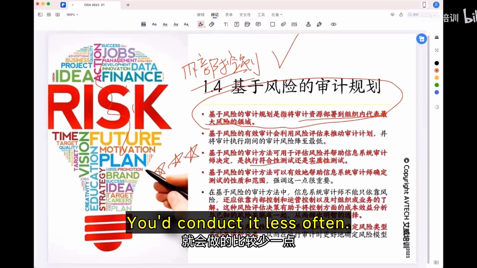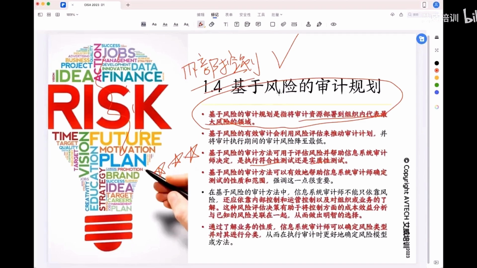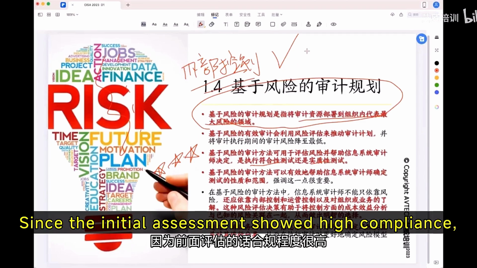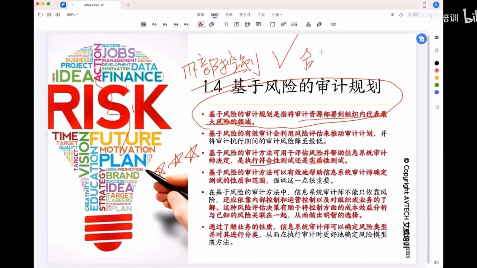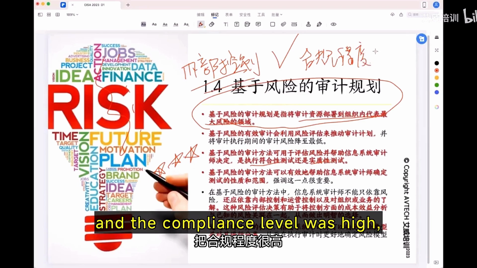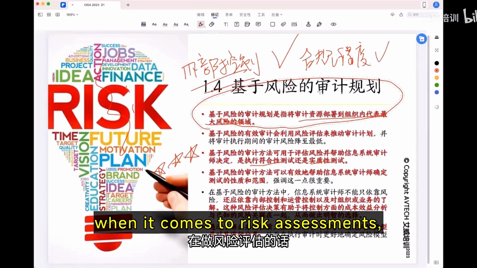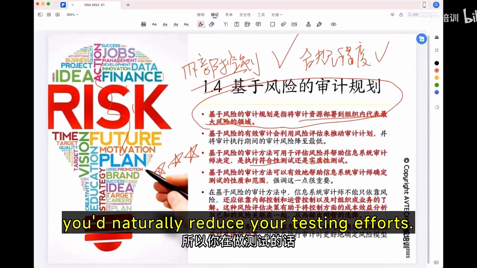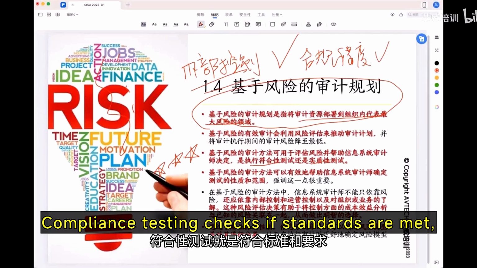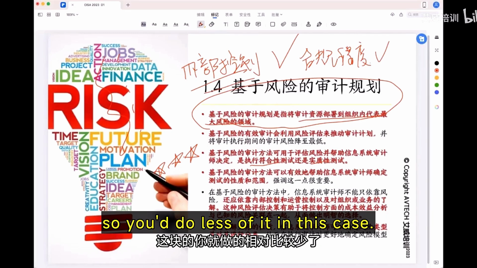You'd conduct it less often. Makes sense, right? Since the initial assessment showed high compliance, and the compliance level was high when it comes to risk assessments, you'd naturally reduce your testing efforts. Compliance testing checks if standards are met, so you'd do less of it in this case.